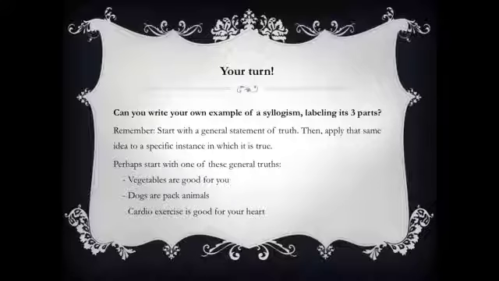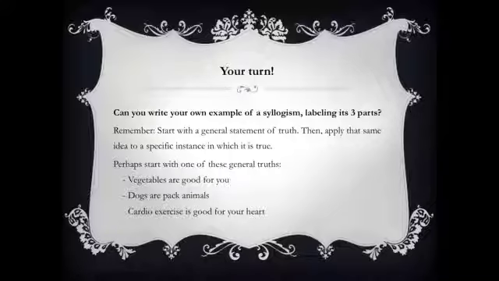So maybe you could start with one of these general truths. Vegetables are good for you. Dogs are pack animals. Cardio exercise is good for the heart. You can probably see where I'm going with some of these. So for example, if vegetables are good for you and broccoli is a vegetable, then broccoli is good for you. Vegetables are good for you would be my major premise. Broccoli is a vegetable would be my minor premise, and my conclusion, based on those 2 things, is broccoli is good for you.